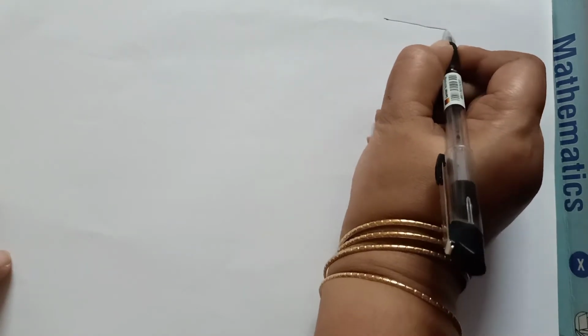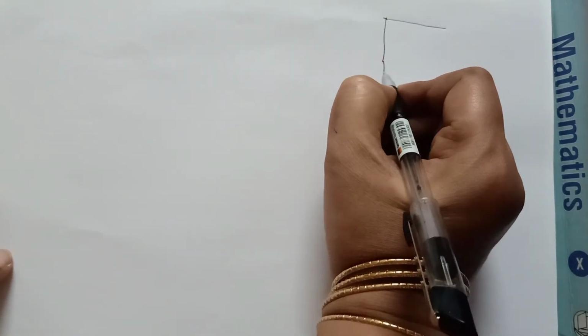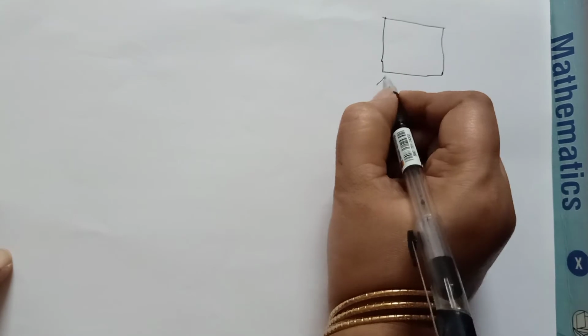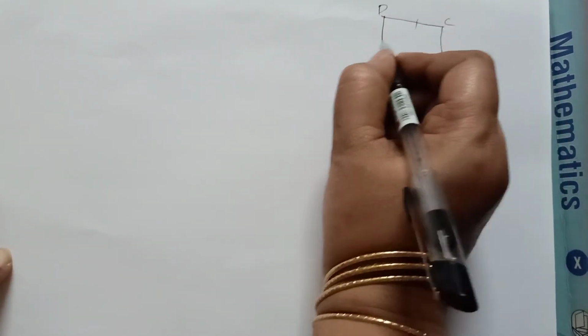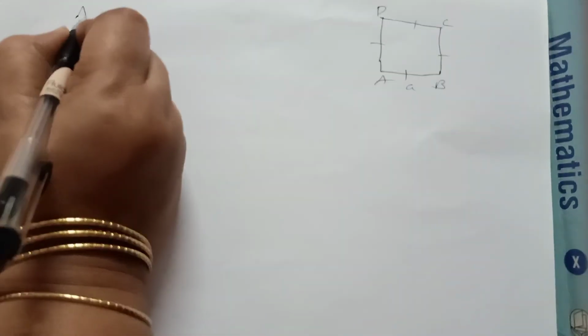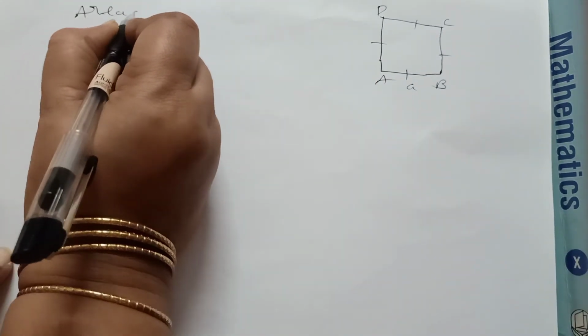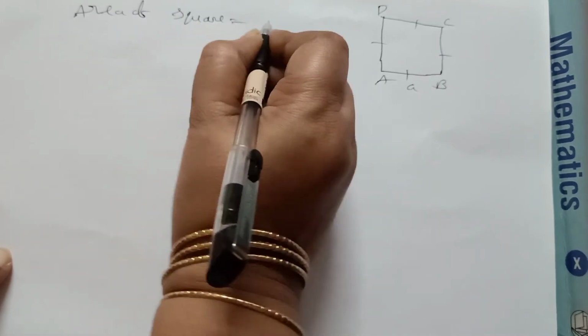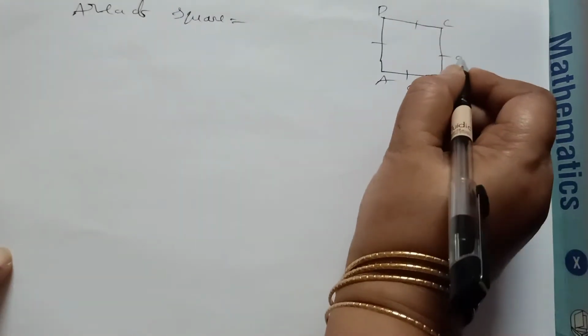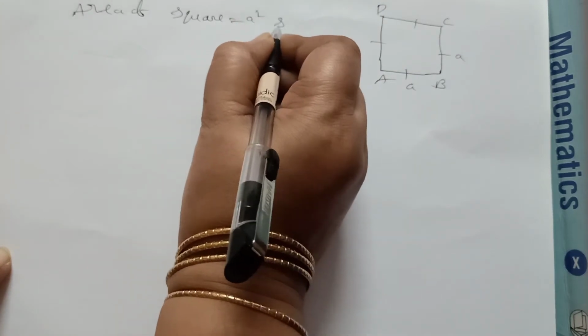Now consider the square. In a square, all the sides are equal. Each side is a units. Area of the square is equal to side into side, that is a into a, a square square units.